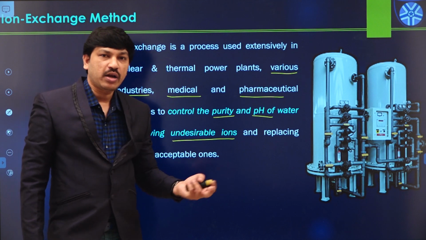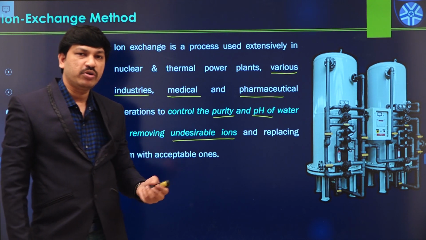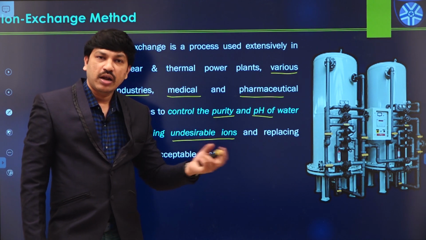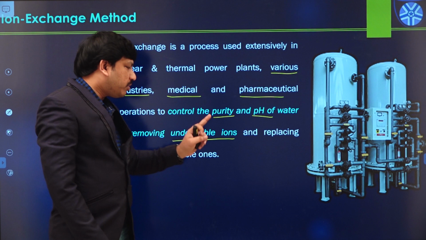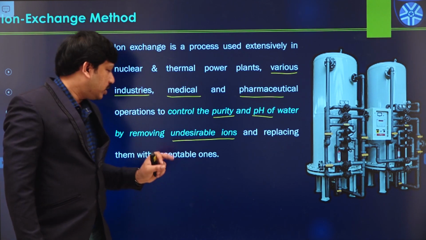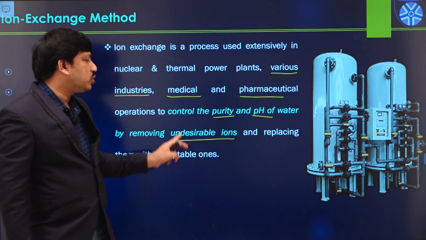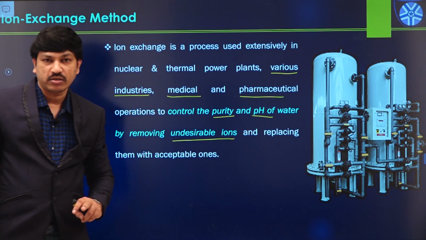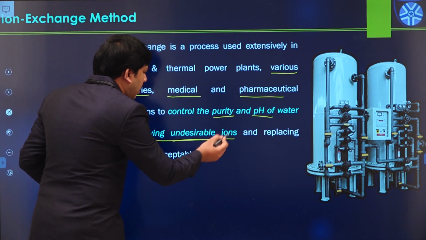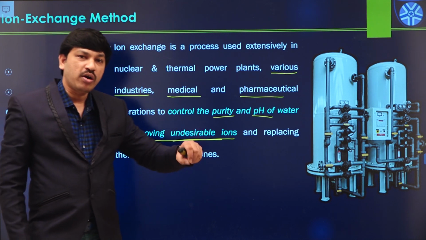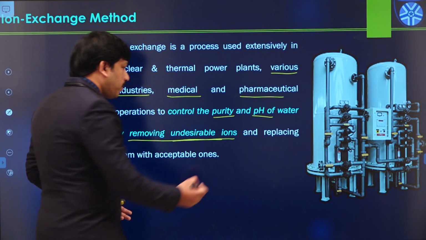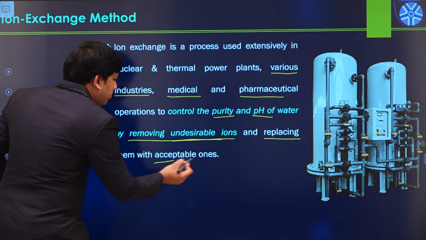Our water sample contains various impurities like calcium, magnesium, sodium, or iron impurities. Most of the time we don't need calcium and magnesium impurities or some other iron impurities. In order to remove those, we have to replace those ions with some acceptable ions. That is the exchange process. So this method removes undesirable, that means unwanted, ions like cations or anions available in the given water sample by replacing them with the acceptable ones.